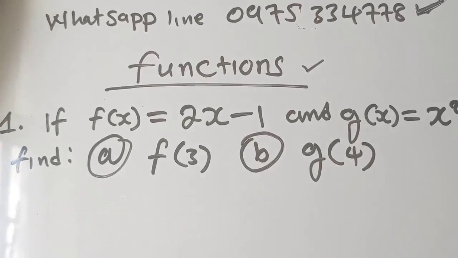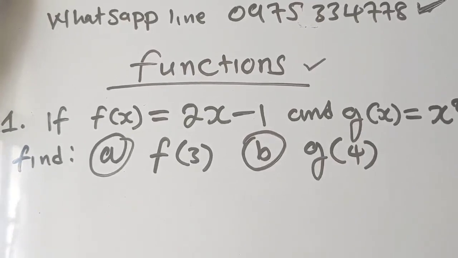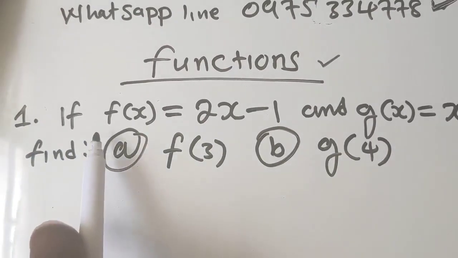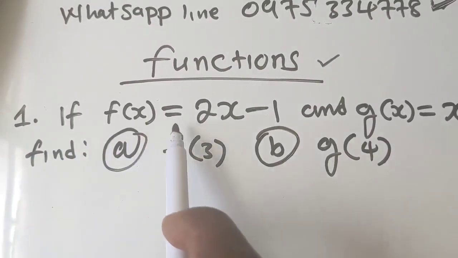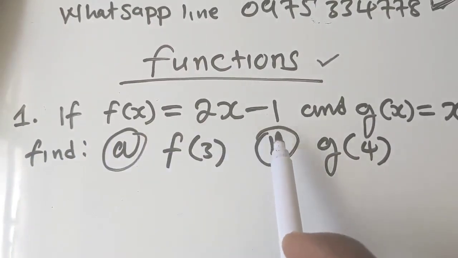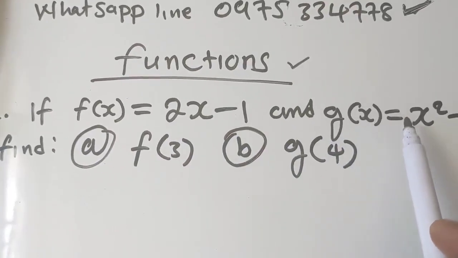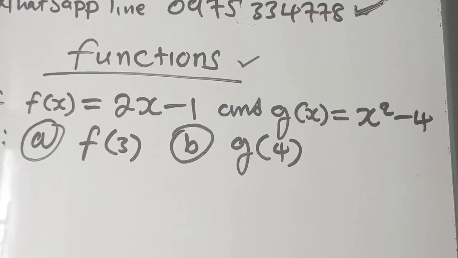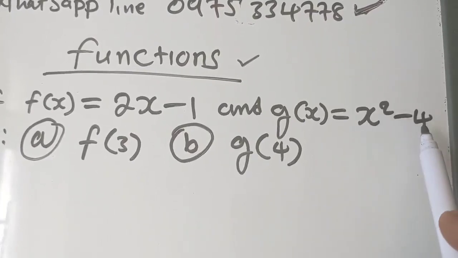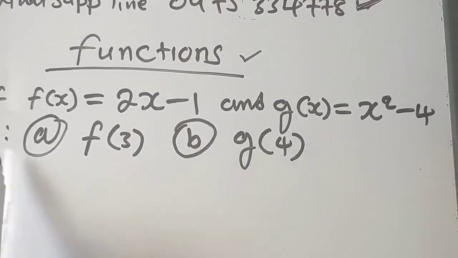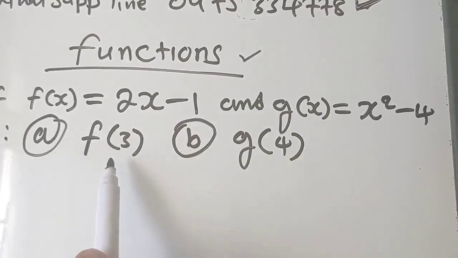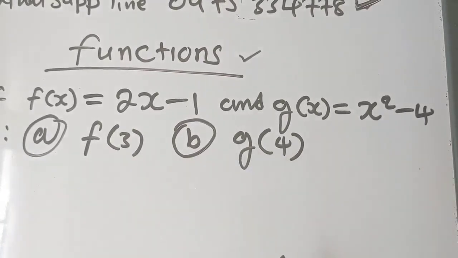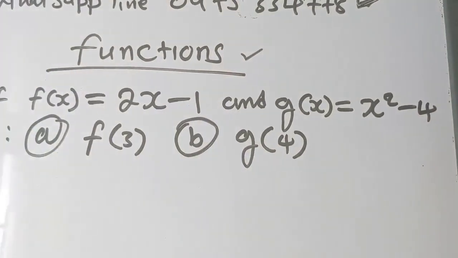We have a question here, this is our number one. It says that if f of x is equal to 2x minus 1 and g of x is equal to x squared minus 4, find: a, f of 3, and b, g of 4. So these are the questions that we have.